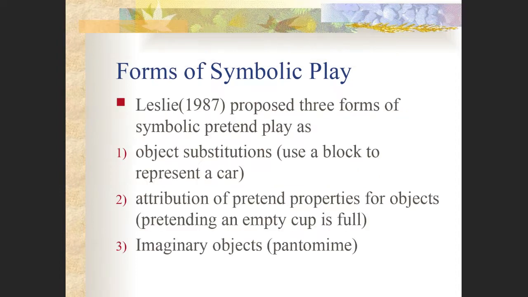And Leslie proposed three types of symbolic play. The first one he calls object substitution, meaning that the child will use different objects and switch around. For example, the child may use a block to represent a car. It's actually a block, but the block represents the car. So that's one type.